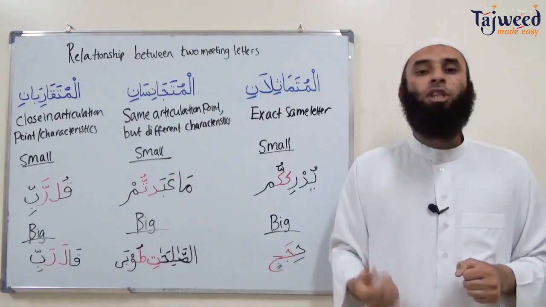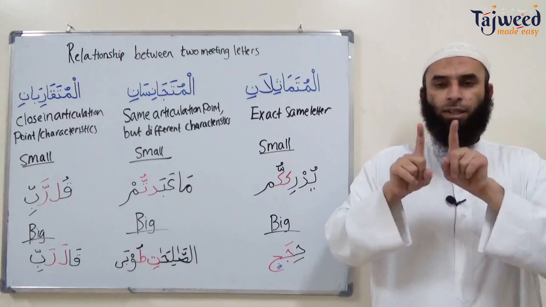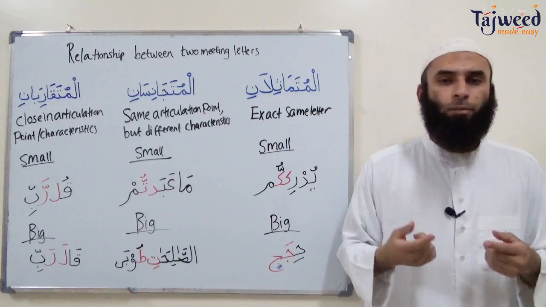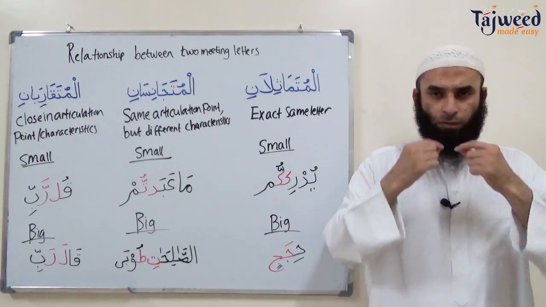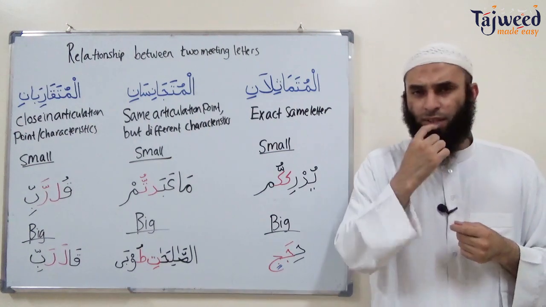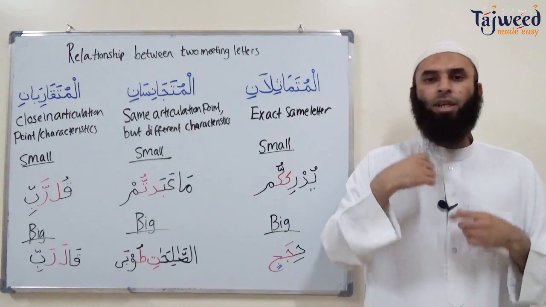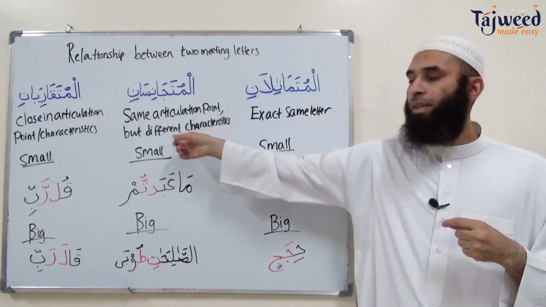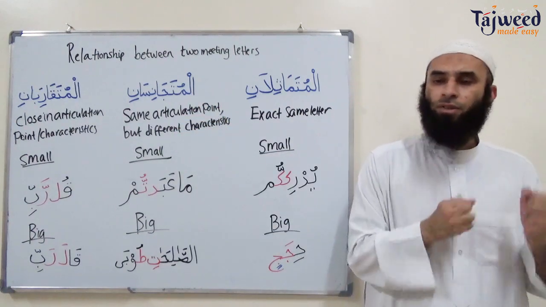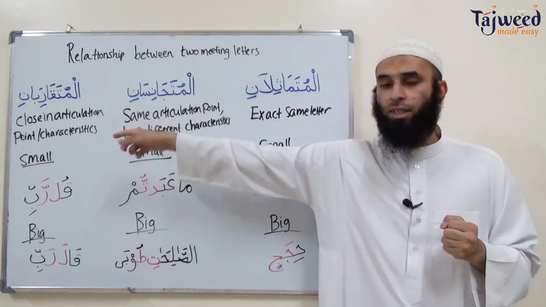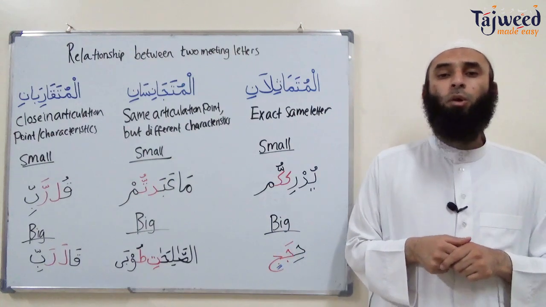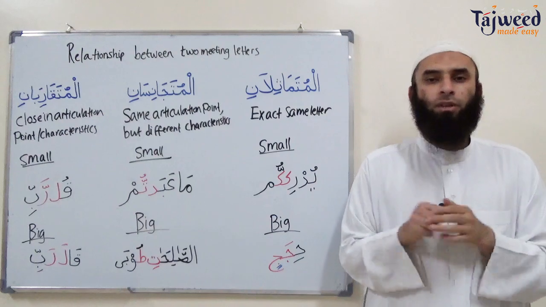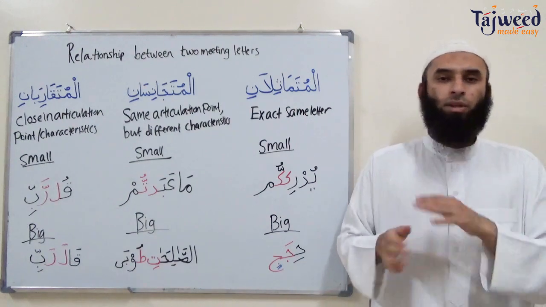Second category, al-mutajanisan, the two letters which are next to each other. These two letters have the same articulation point. This just means they come out from the same place, whether it's the lips or the tip of the tongue and so on. So they share the same articulation point, but they have different characteristics, different sifat. And the third category, al-mutaqariban, just means they're close letters. These letters are close in their sifat and their makharij. They're near each other.